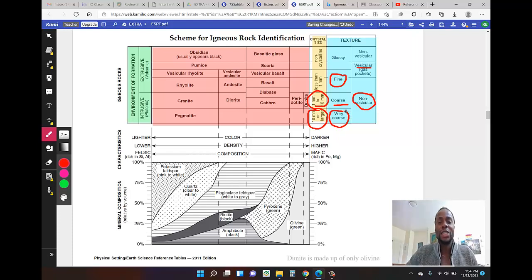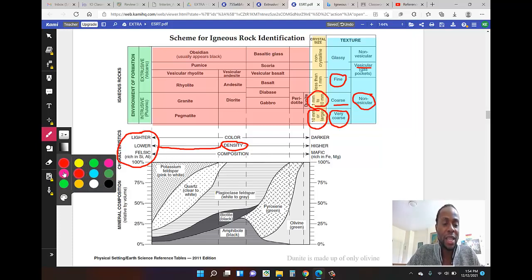Okay, next is, besides reading this chart horizontally, you can also read it vertically. On the vertical side, we have the felsic rock. So when a rock is felsic, it means it is lighter in complexion or in color, and it has a lower density. When you read this word here, density, and then you draw that arrow, you see it is lower in density, and it's felsic, which means it's rich in silicon and aluminum.